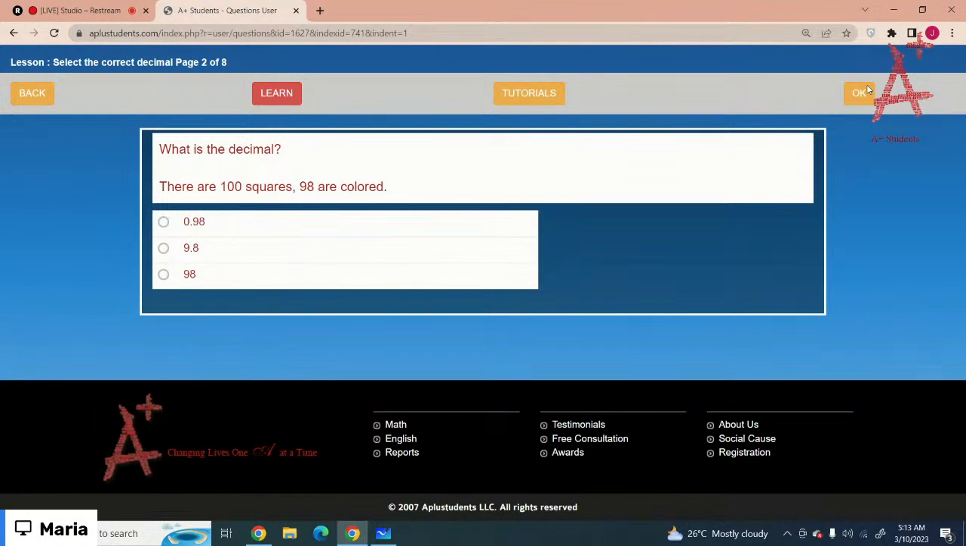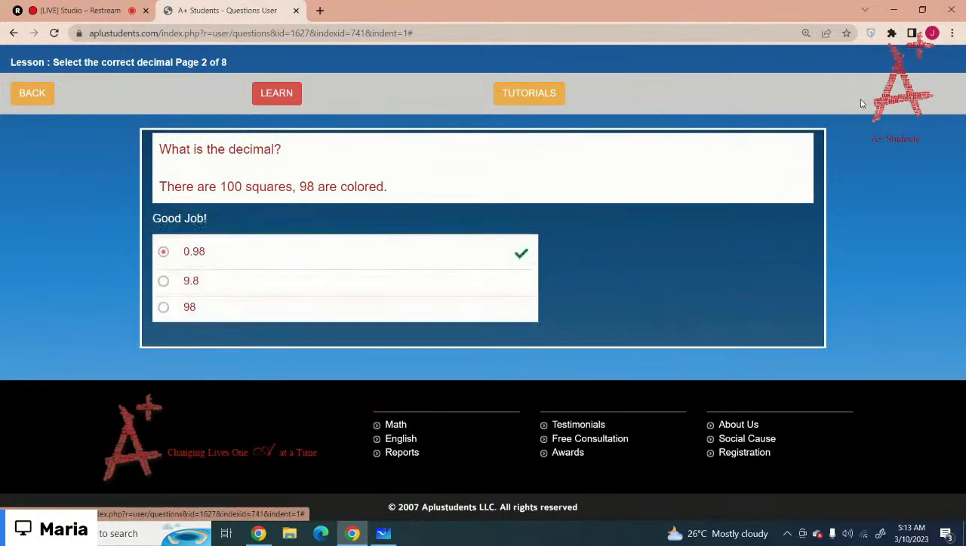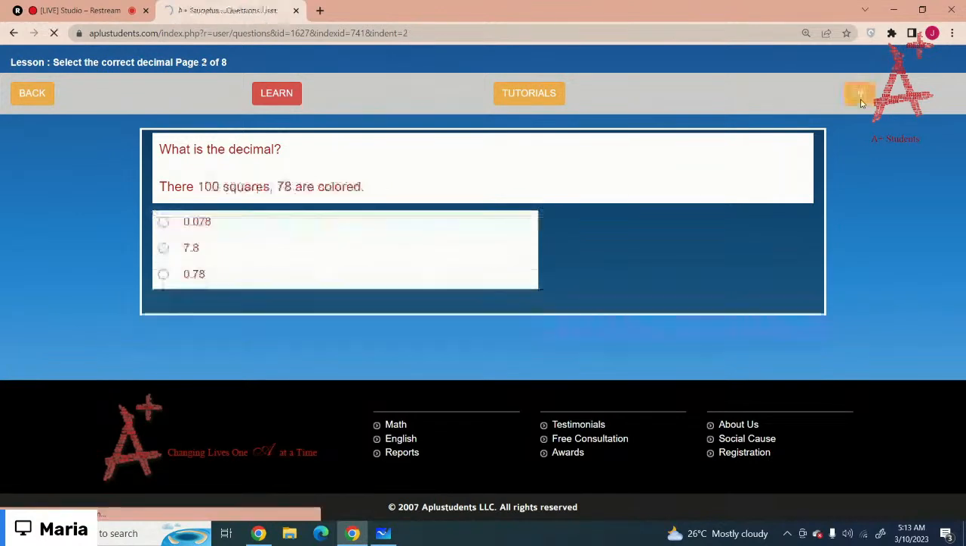100, two decimal places, it would be 0.98. Got it? Option number 1 is the correct option. It is 0.98 because the total columns are 100. Got it? That means 100 has two zeros. That means when you write down the number, it must have two decimal places. So it would be 0.98.